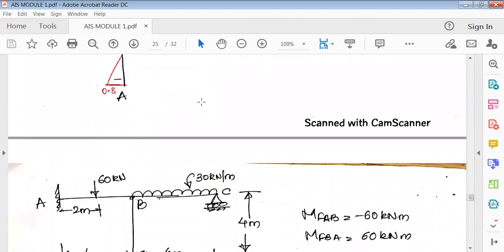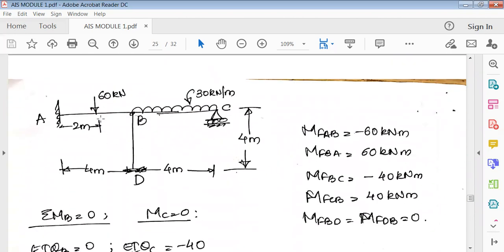Okay, on the same lines, there is one more. Again, this is also a simple problem. I've just done it directly here. I've shown all the points. You can see here, A is the fixed support, which is connected at B here.